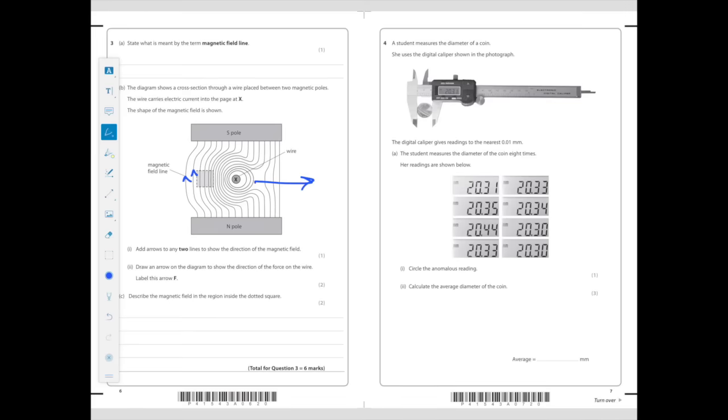Now we need to describe the magnetic field in the region shown inside the dotted square. So if you have a look at that, you can see that first of all, the magnetic field isn't uniform because the lines are differing spaces apart. And also notice that they're flowing in the same direction, so they are parallel to each other.